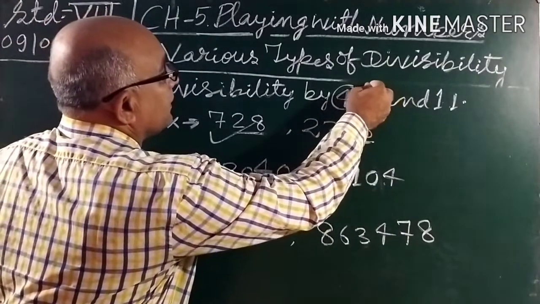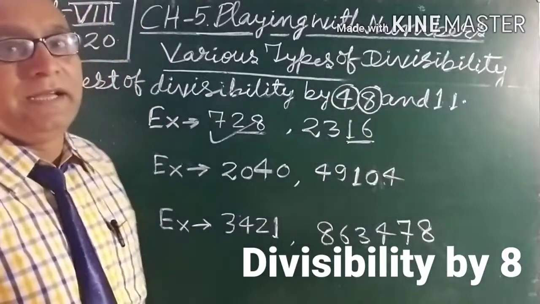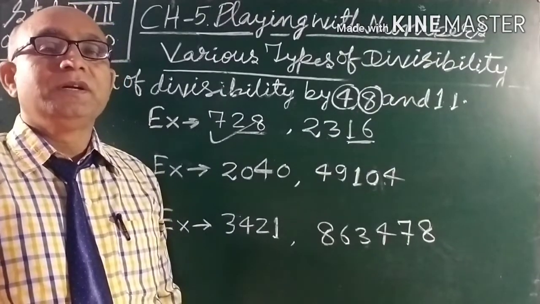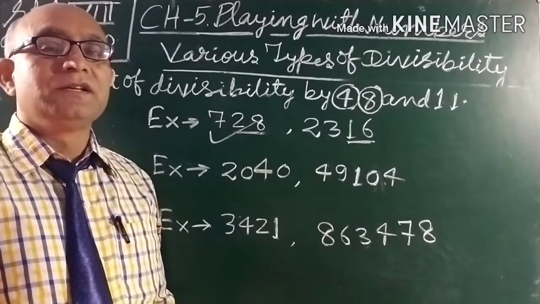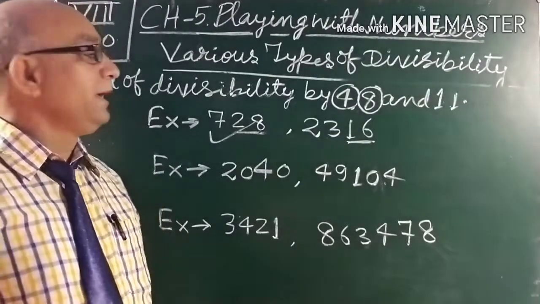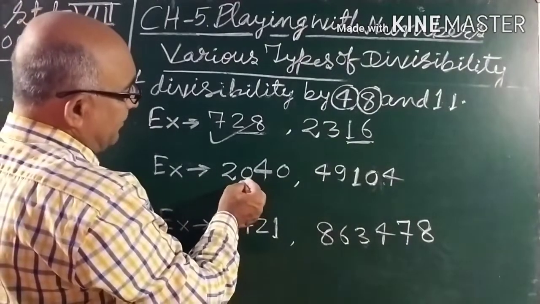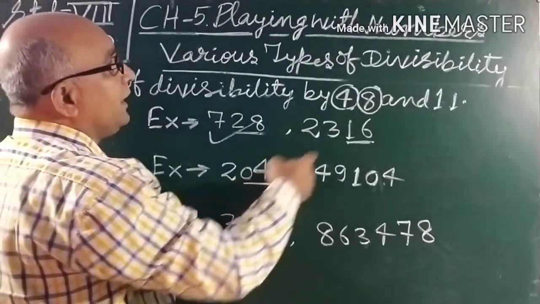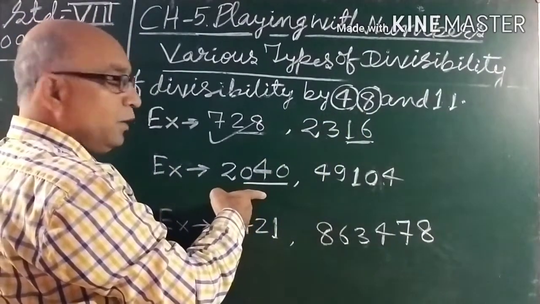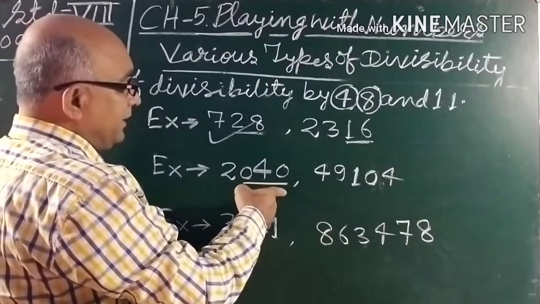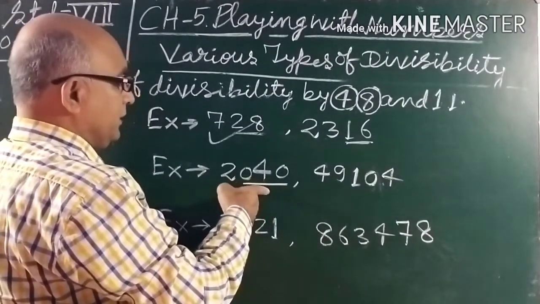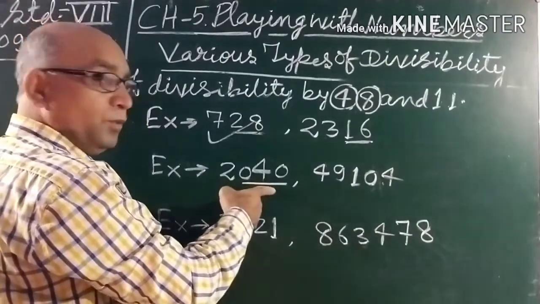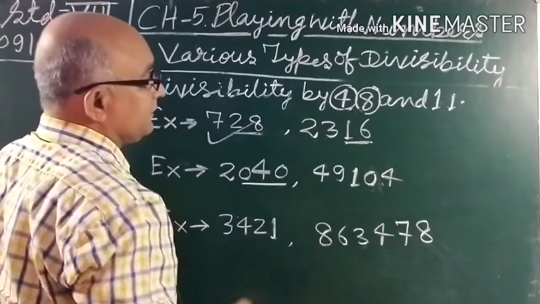Next, test of divisibility by 8. A given number is divisible by 8 if the number formed by its last three digits is divisible by 8. Here the last three digits form 040, so 40. 40 is divisible by 8. 8 fives are 40. Therefore, 2040 is divisible by 8.